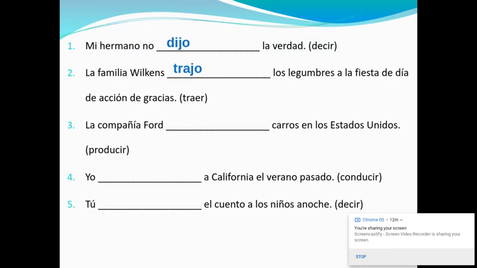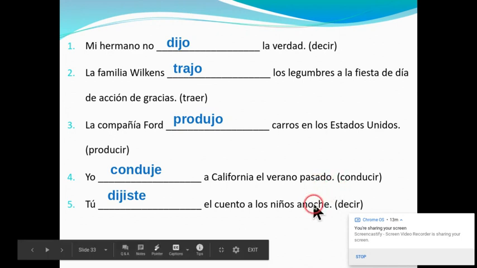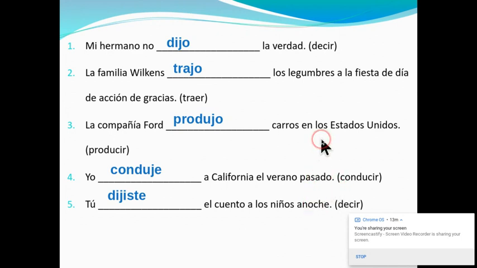La compañía Ford produjo carros en los Estados Unidos. Yo conduje a California el verano pasado. I drove to California last summer. Tú dijiste el cuento a los niños anoche. You told the story to the children last night. So if we look, last summer, last night, they produced completed actions. They brought the vegetables to the Thanksgiving party. You did not tell the truth. These are all completed actions in the past.